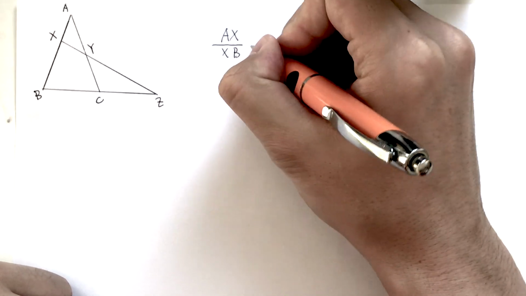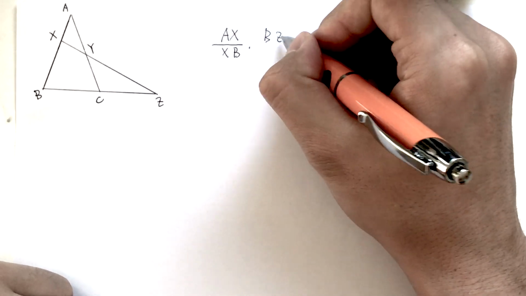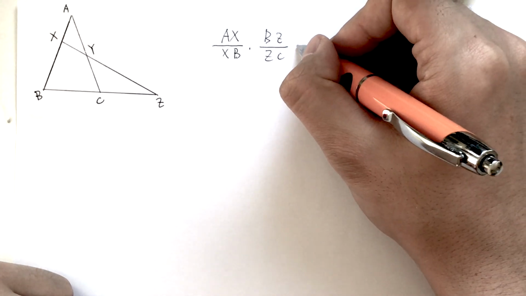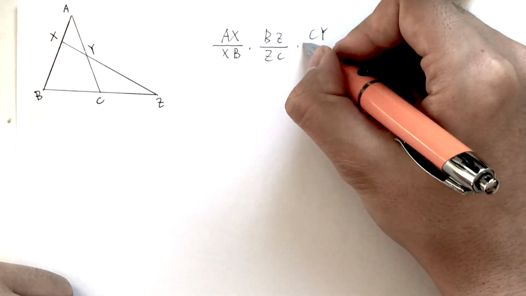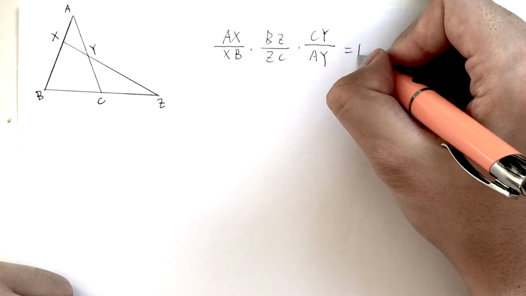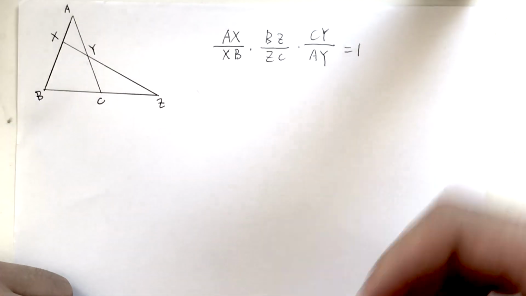XB times BZ over ZC and times CY over AY is equal to 1. So this is the statement of the theorem.